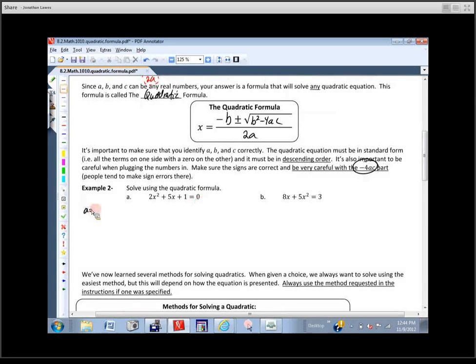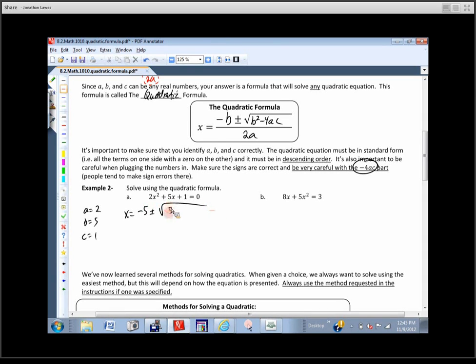So on this one, A is 2, B is 5, and C is 1. It's all in standard form. All the terms are on one side with a 0 on the other side. It's in descending order, so you can just pick them off: A, B, and C. So the formula says the answer is negative b, or the opposite of b. So that's going to be negative 5 plus or minus b squared.